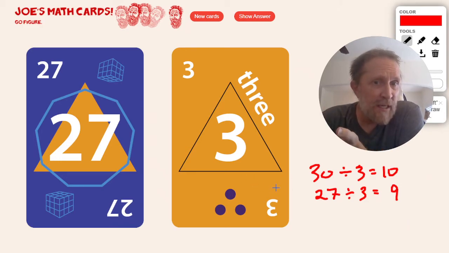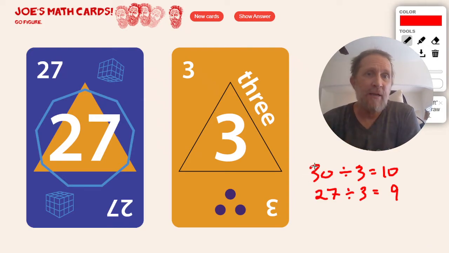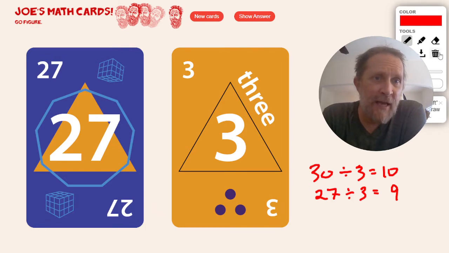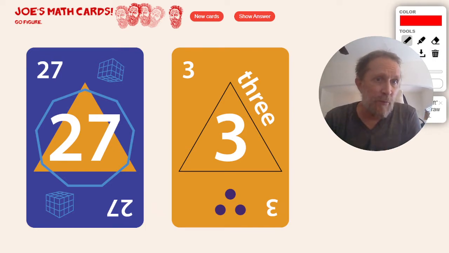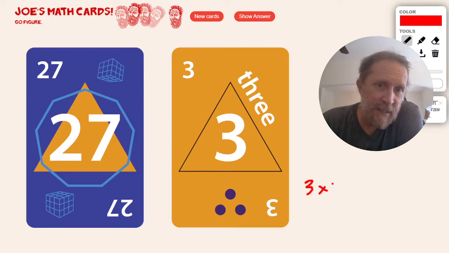That's one way to think about it, because 27 is 3 less than 30. Now, another way to look at this, and it might make a little bit more intuitive sense, especially if you're more comfortable with multiplication, is 3 times 10 equals 30, right?